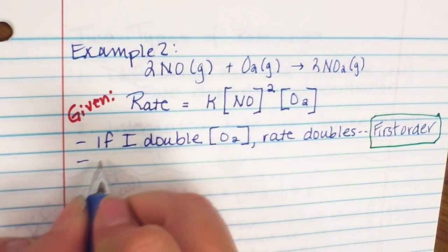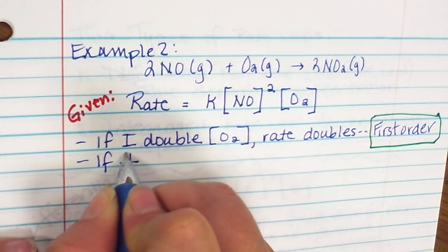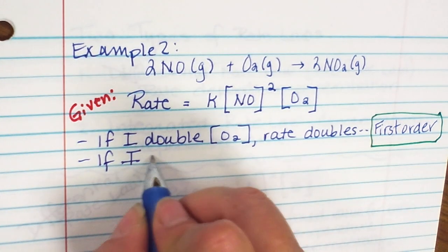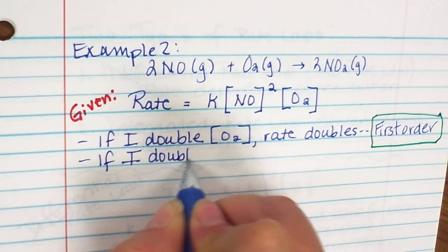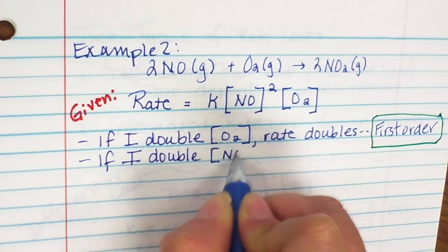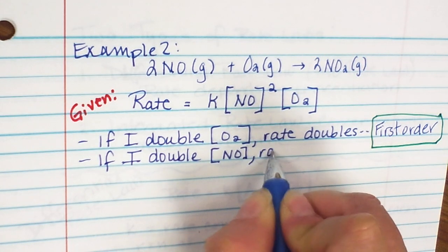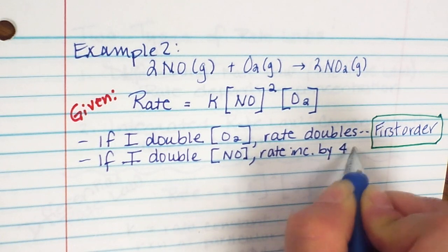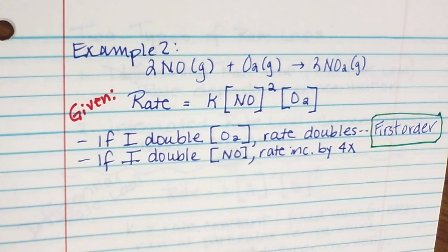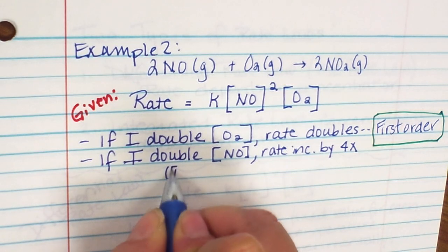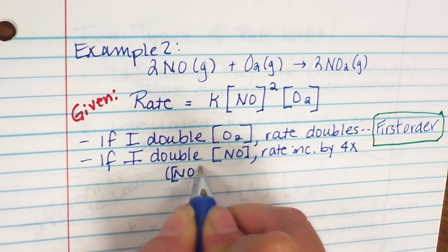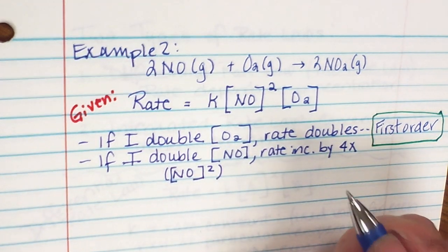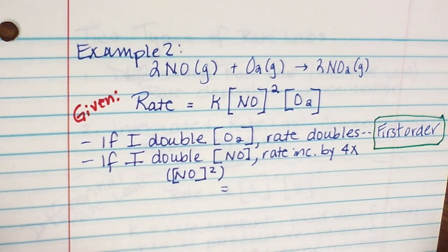If I double the concentration of NO, the rate increases by 4 times. And the reason is because the concentration of NO has an exponent of 2. We call this second order.